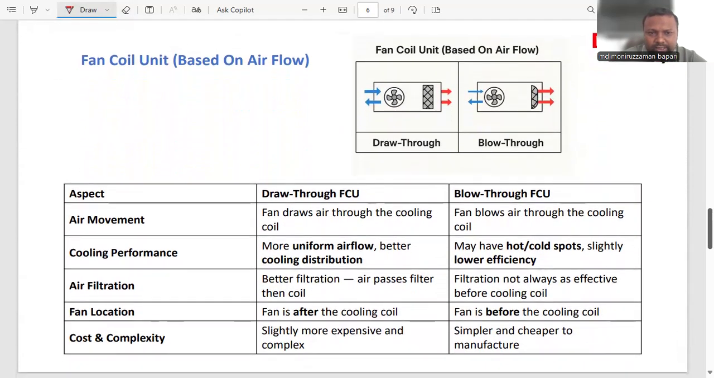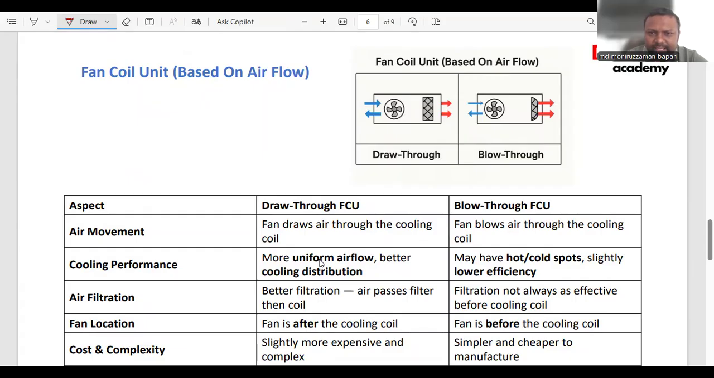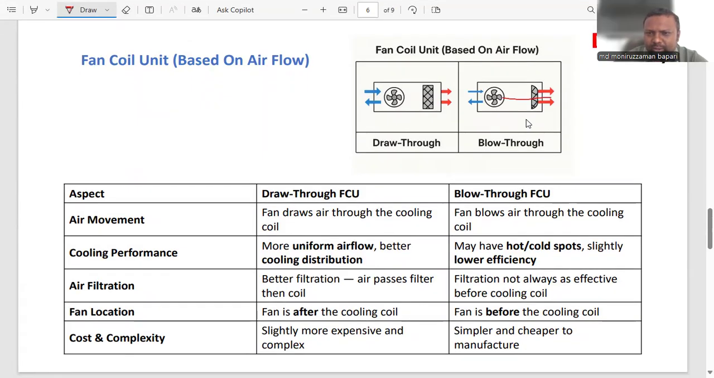Based on airflow direction, we have two different types. One is draw through, another one is blow through. Well, let's learn about draw through and blow through. What is happening here is we have a fan and we have the heating coil or cooling coil. So if the air is blown through the coil, we call it blow through. So for instance, here is a fan and the air is blown through the heat exchangers. Now it is a blow through unit.